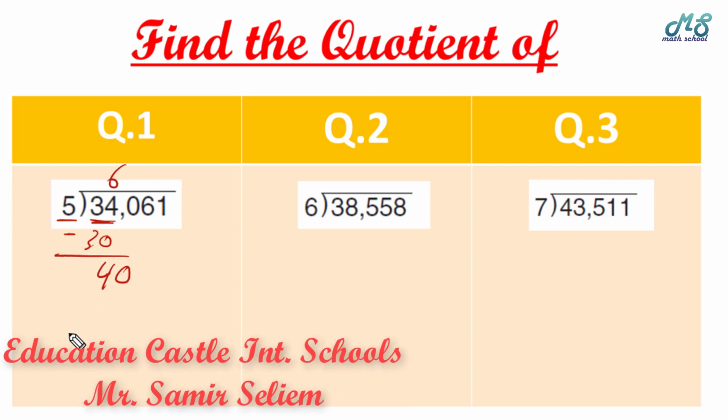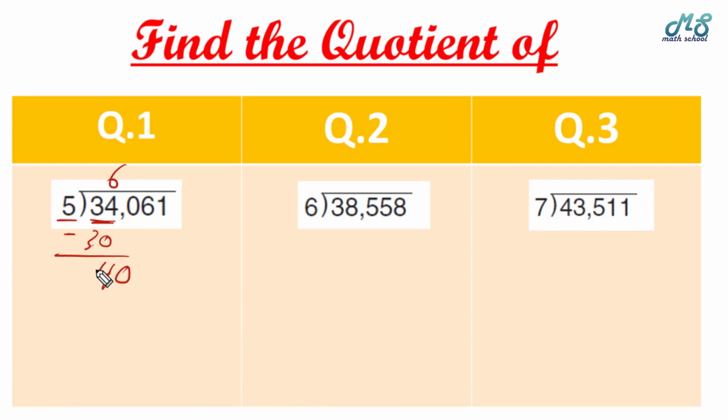Bring down the next digit, which is 0. It will be 40. Divided by 5 equals 8. We studied before. 8 times 5 equals 40. Draw a line and subtract, it will be 0. Bring down the next digit, which is 6. 6 divided by 5 equals 1.